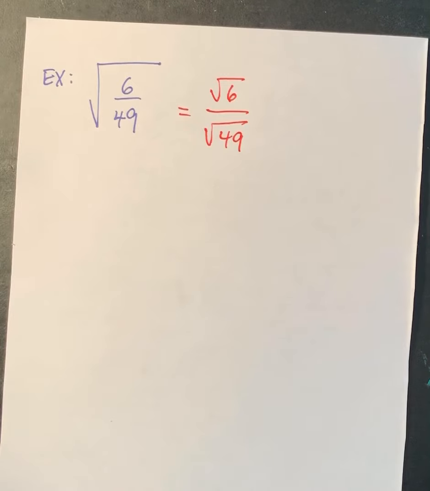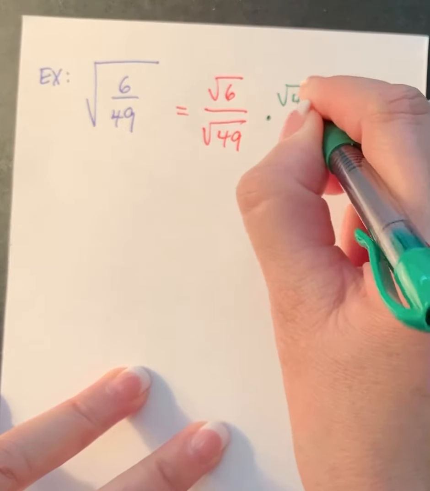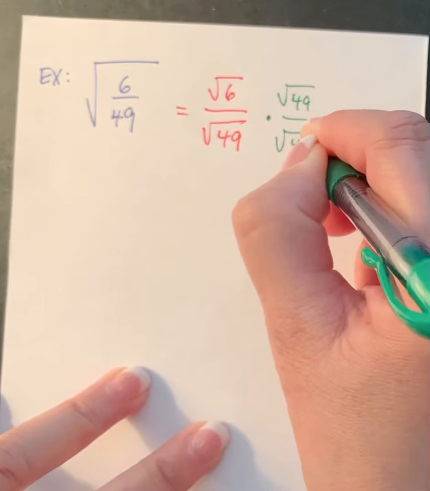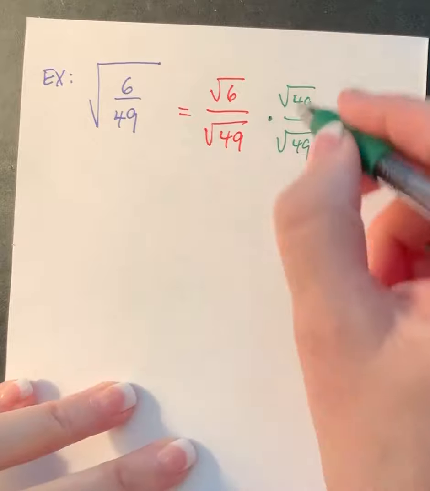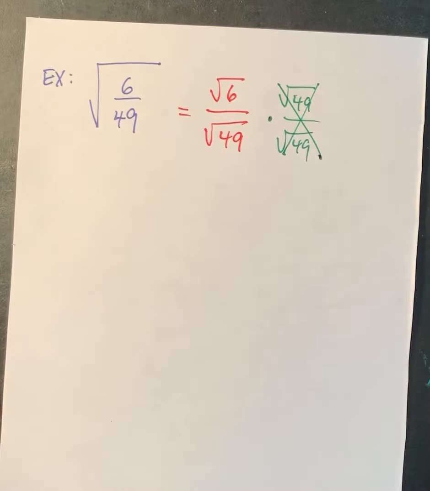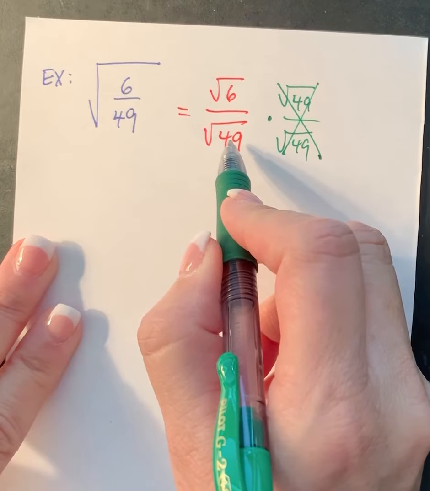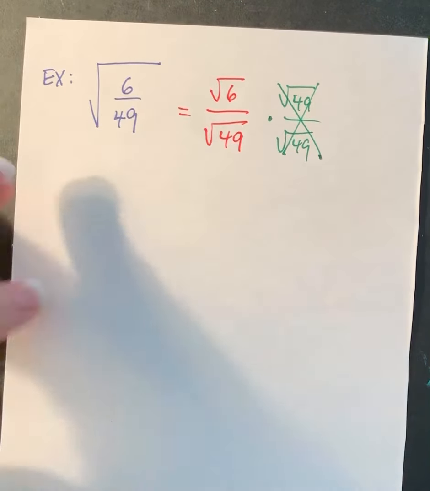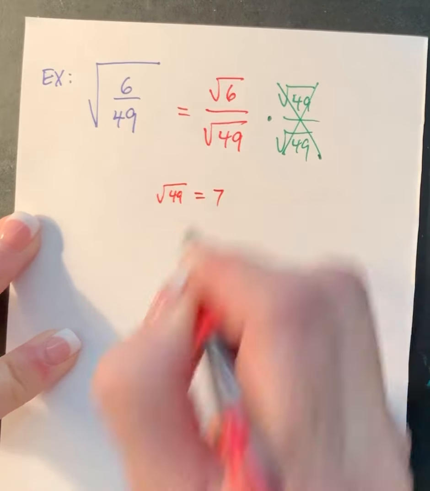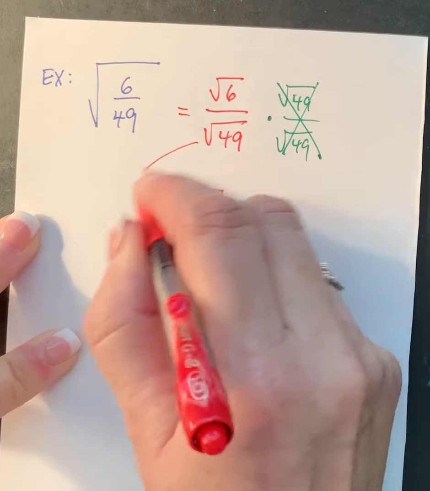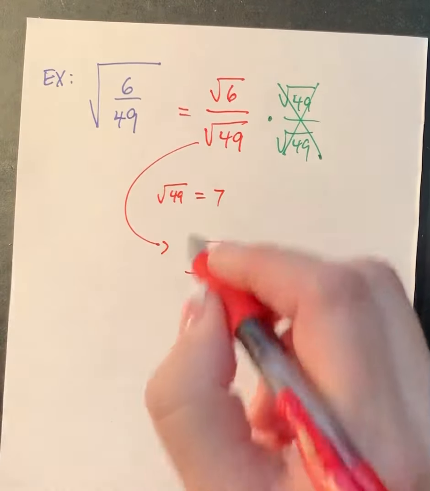Now, a lot of people would not look carefully at this, and then they would multiply by the square root of 49 over the square root of 49. That leads to kind of a big number in the numerator. This is way too much work. Look carefully. If you have a perfect square, like 49, the square root of 49 is just 7. So this really is just the square root of 6 divided by 7, and then that's the answer.